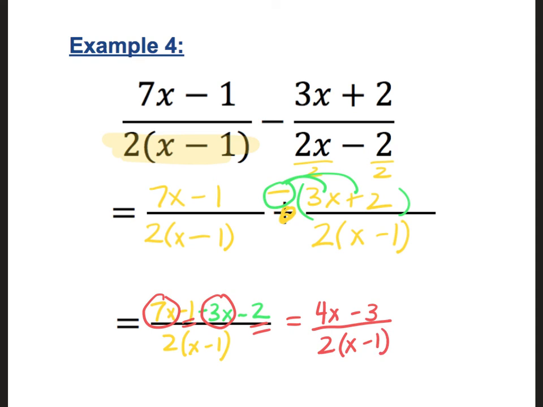Now at this point, you should probably check and make sure you can't factor the top and cancel anything out. In my case, I can't divide 4x by 4. Well, I can divide by 4 or 2, but I can't divide negative 3 by either of those. So this is going to be my final answer. The one thing that I really would caution you to be careful of is just make sure you distribute your negative. So you should flip the signs for the numerator of your second fraction.